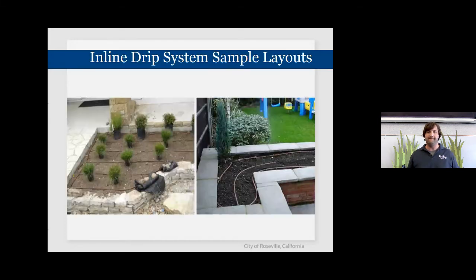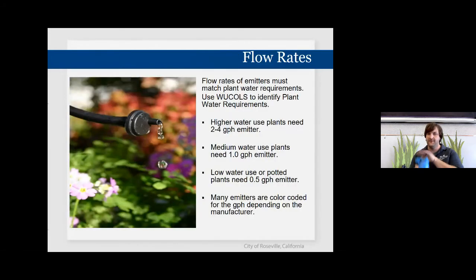Next slide. Here's just a couple of sample layouts that you can look at. Just because it's in a grid doesn't mean it has to be a perfectly rectangular shape, although they're a little bit rectangular in these images, but you can fit them to however you need to apply the water where you need it to go. Next slide.